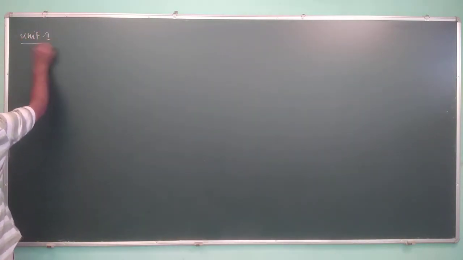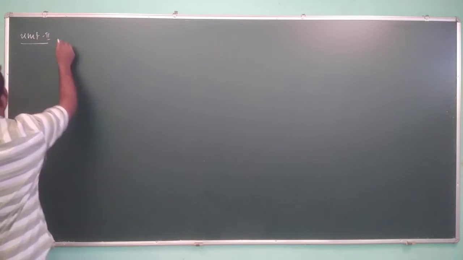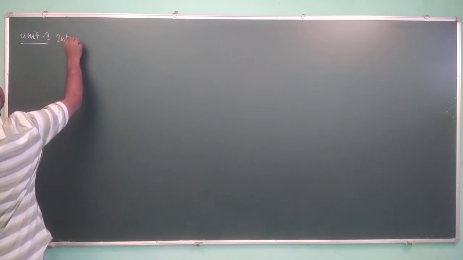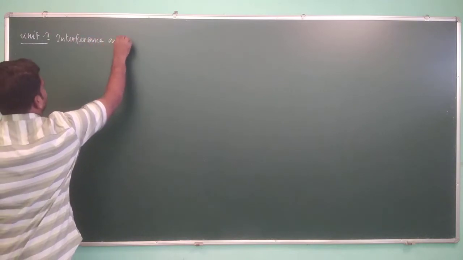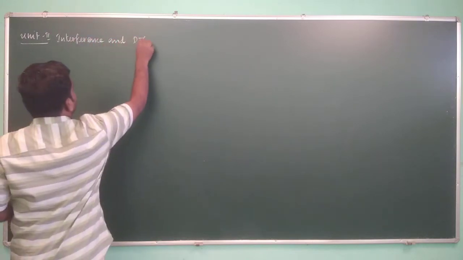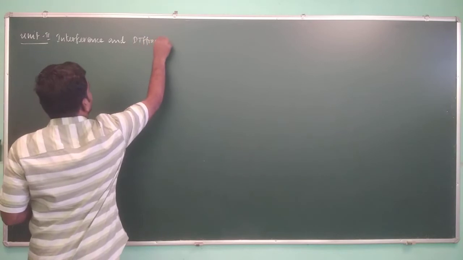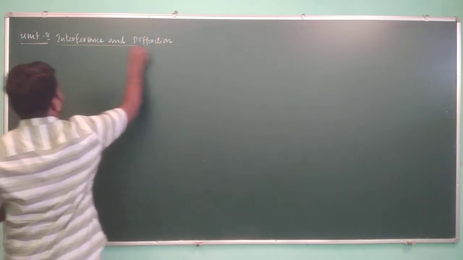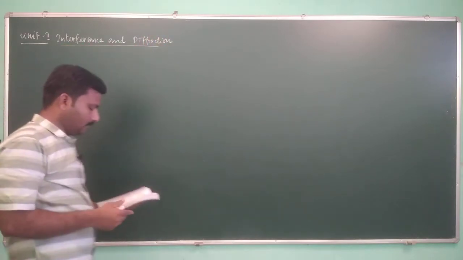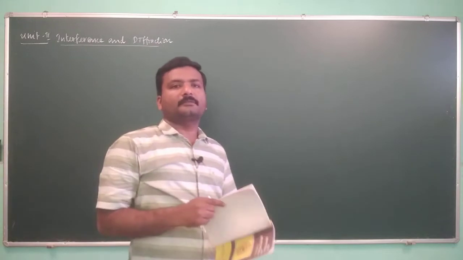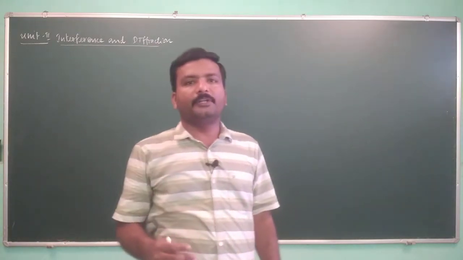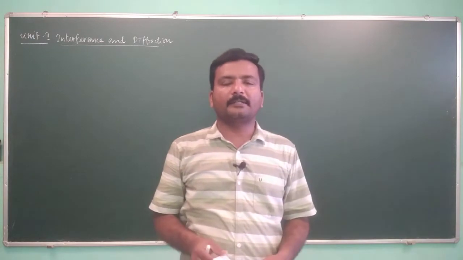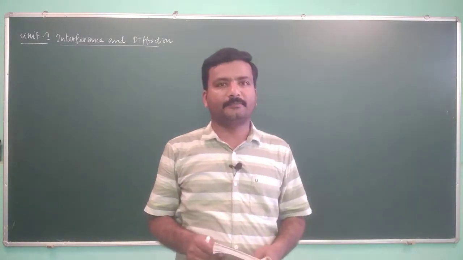Unit number 2, interference and diffraction. Interference is a phenomenon that occurs when two waves interact with each other.